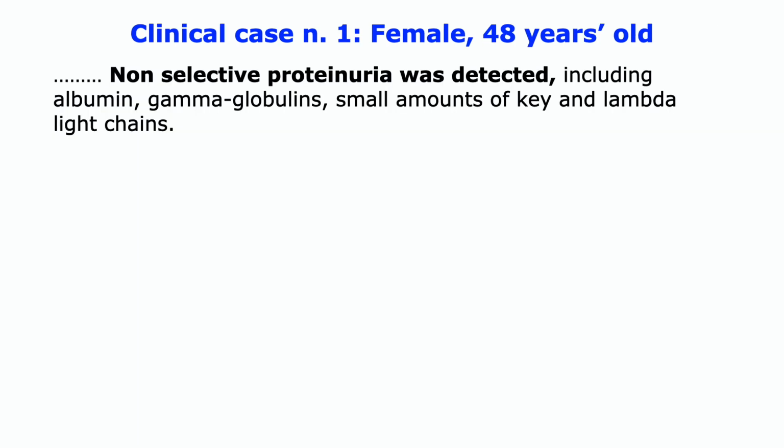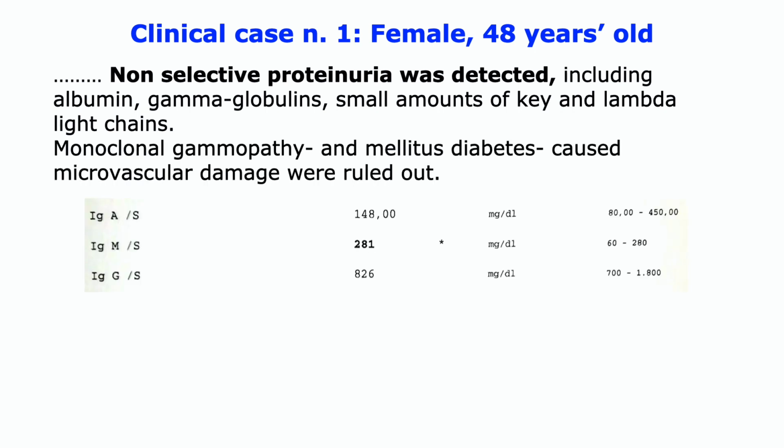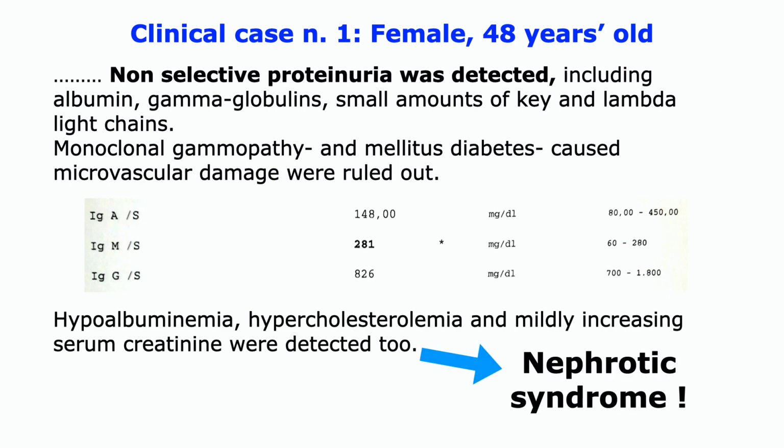The proteinuria came up not to be selective, as being made up of albumin, immunoglobulins, free light chains in mild concentration. Monoclonal gammopathies and diabetes mellitus causing microvascular damage were ruled out. Concurrent low serum albumin, hypercholesterolemia, and mildly increasing serum creatinine brought to the conclusion of nephrotic syndrome.